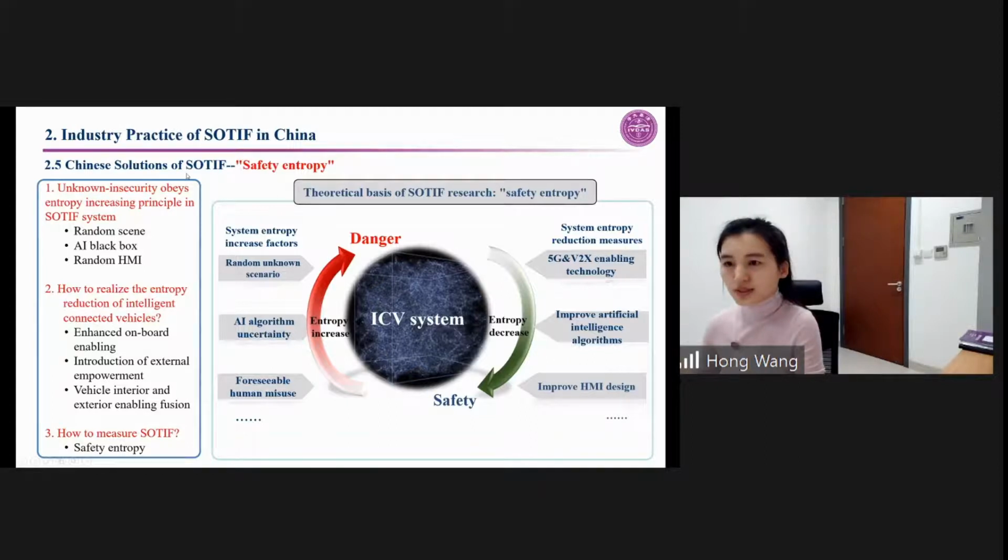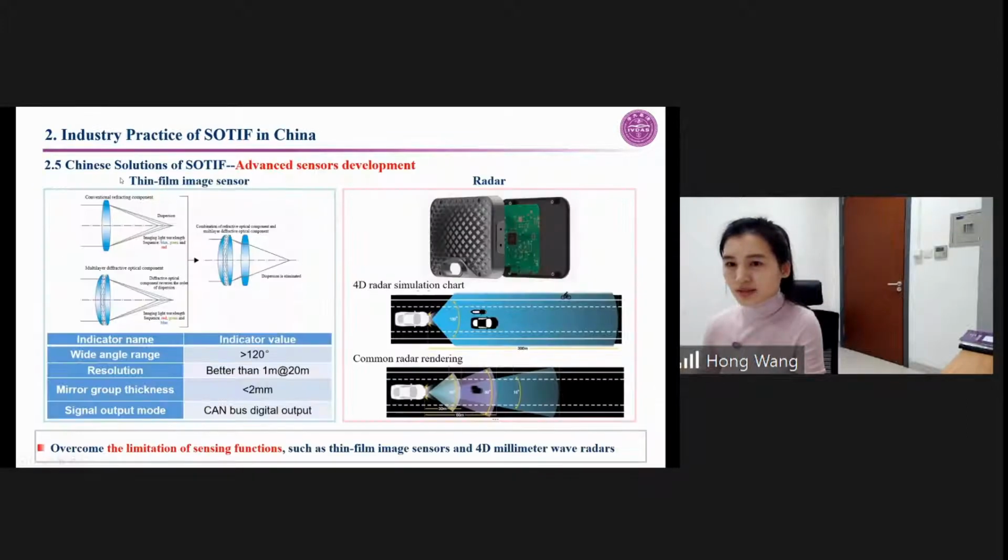So this is the theoretical basis proposed by the Technical Alliance, safety entropy. Using it, we designed some Chinese solutions for SOTIF. The first one is advanced sensor development, to overcome the limitation of sensing functions, such as thin film image sensors and 4D millimeter wave radars. This improves the perception accuracy in ICD systems. So the first solution is advanced sensor development.